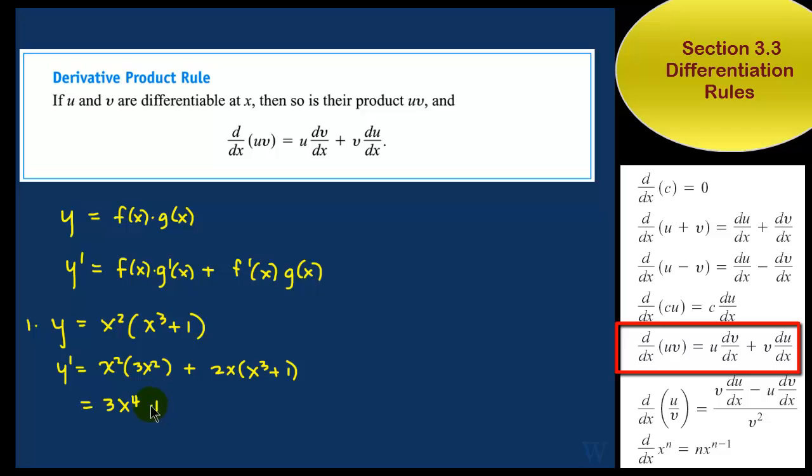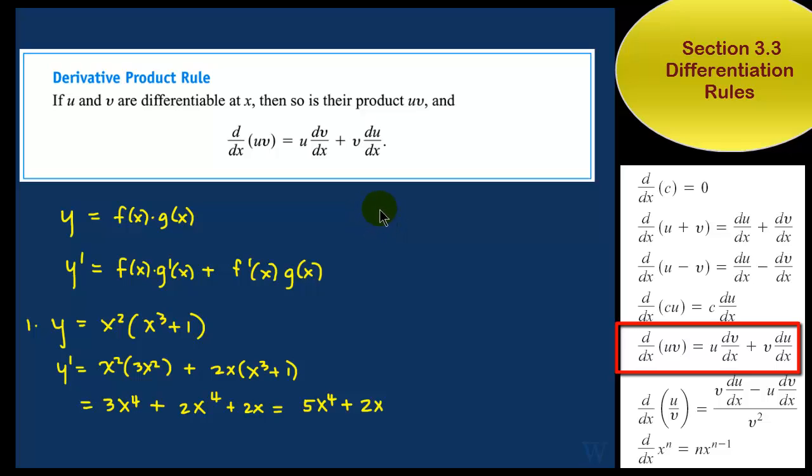4th plus 2x to the 4th plus 2x. So it's equal to 5x to the 4th plus 2x.